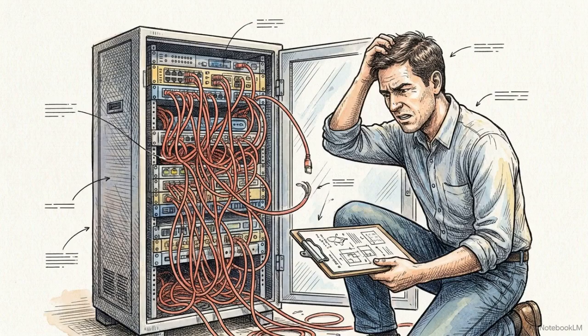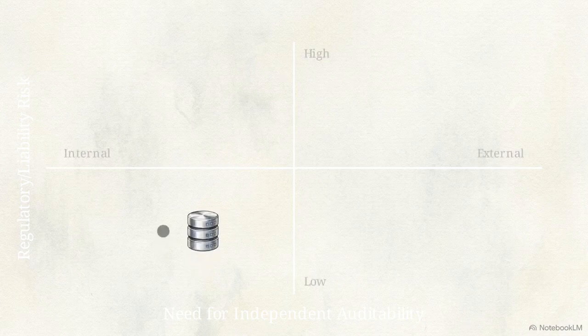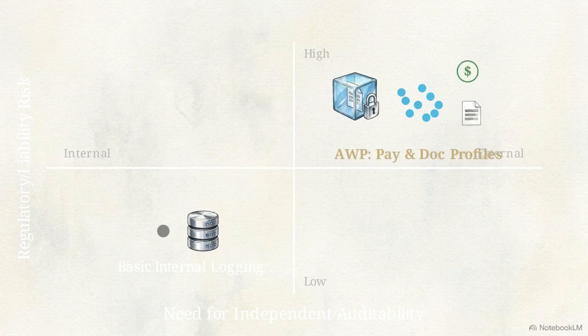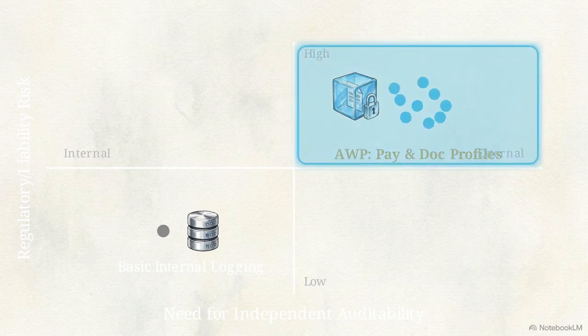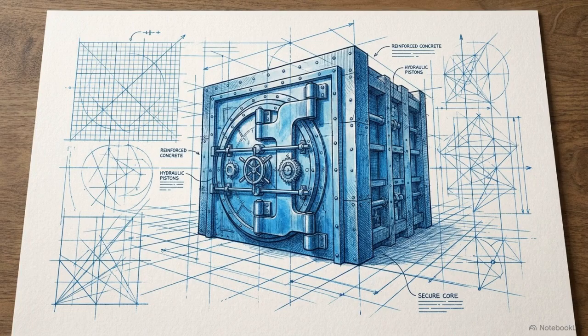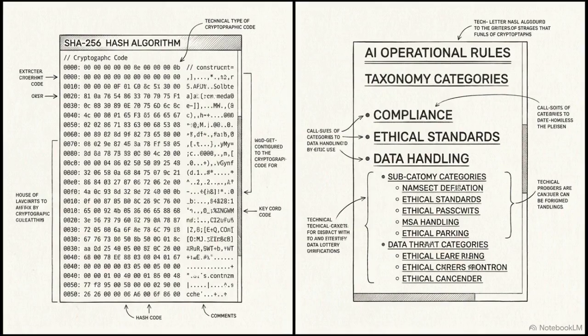So, is AWP actually necessary for your specific AI deployment, or is this just engineering overkill? To decide, you need to map your AI tools across two axes: your regulatory risk on the vertical axis against your need for independent auditability on the horizontal. If your AI is summarizing meeting notes or drafting emails, you operate in the bottom left quadrant, where standard internal logging is sufficient. But if your AI generates compliance reports or executes financial transactions, you are in the top right. For low-stakes tasks, implementing third-party cryptographic receipts is a waste of resources. But for high-stakes, client-facing actions, AWP provides an essential engineering blueprint.